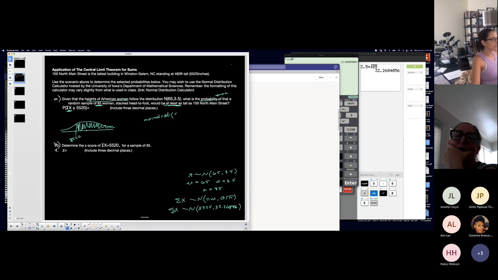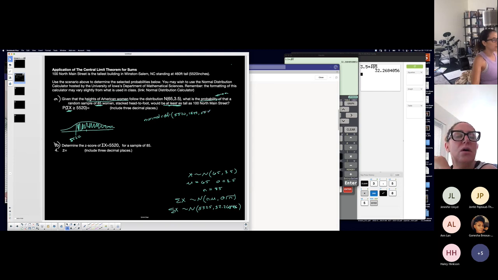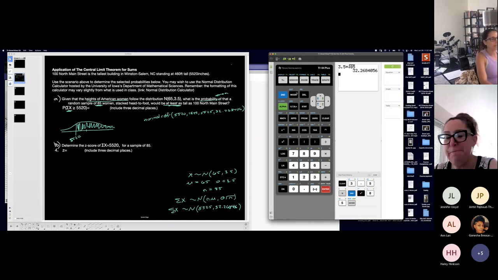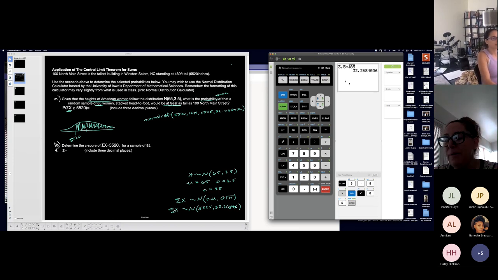So when I'm doing normal CDF, my lower bound is 5520, my upper bound we use 1E99 as a very large positive number. And then my mean and standard deviation here, 55.25, and then 32.268406. I'll do both of these calculators. This is the physical calculator. It's just that my keyboard is here and the screen is here, so it's easier to see.